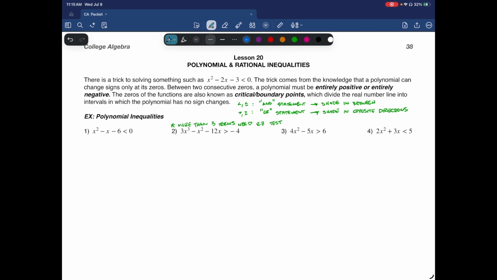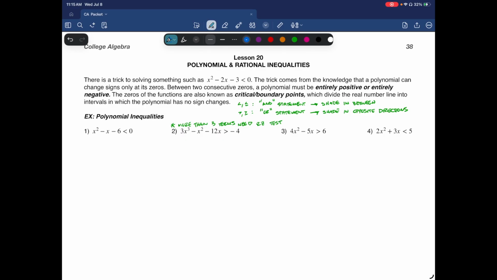All right, so something that you need to know is that for basic polynomials, like 1, 3, and 4, if it's less than or equal to, it's an and statement. So that means you're going to shade in between. If it's greater than or equal to, it's an or statement. So you're going to have to shade in opposite directions.